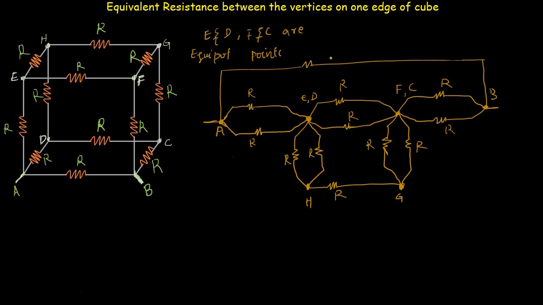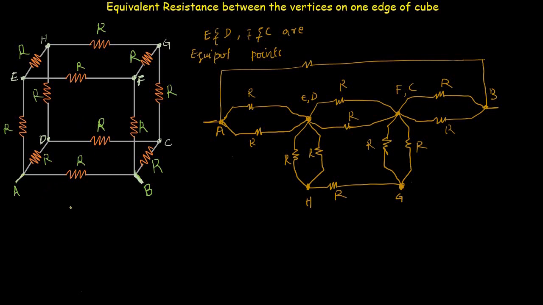So now this is basically the simplified version of this complex problem. And now we can use the rules of series circuits and parallel circuits to find out the equivalent resistance between point A and B. So now if you look into this simplified version, then you will see that these two resistors are in parallel. And these two resistors, these two resistors, and these two resistors are also in parallel.